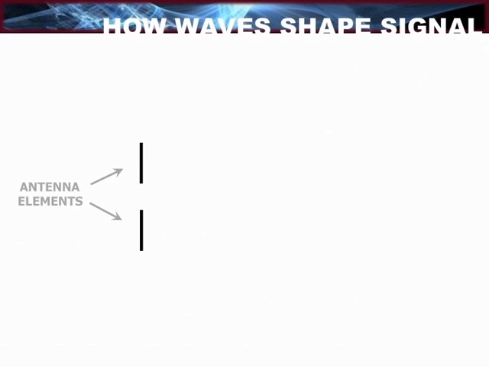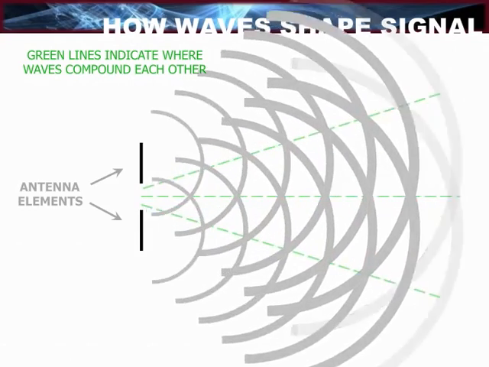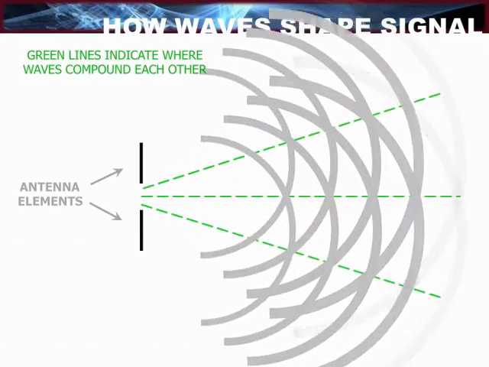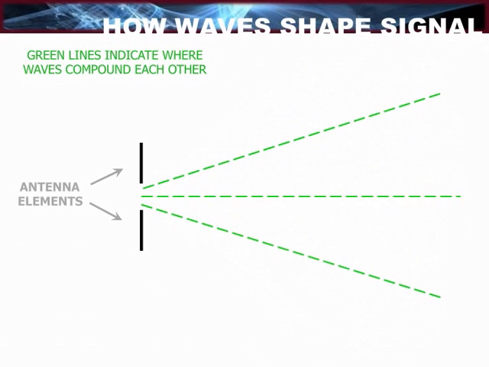Now we will discuss how waves are used to shape signal. Here we have two antenna elements, one directly above the other and separated by a distance. The two elements will generate waves. At some orientations, the waves will cancel each other out. At other orientations, the waves will compound each other.